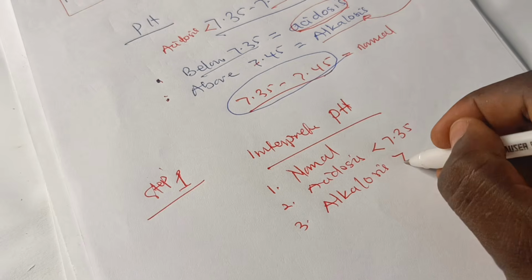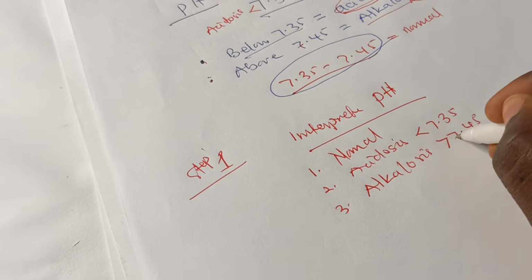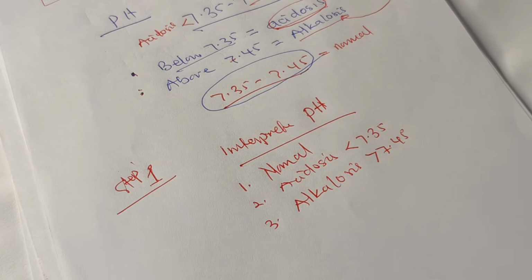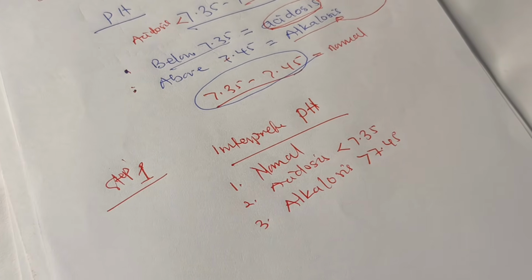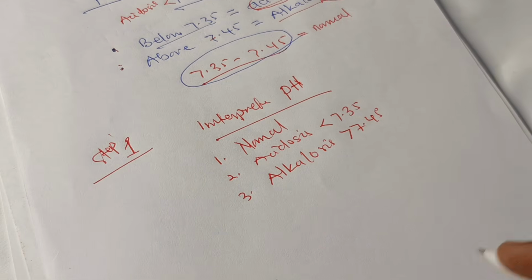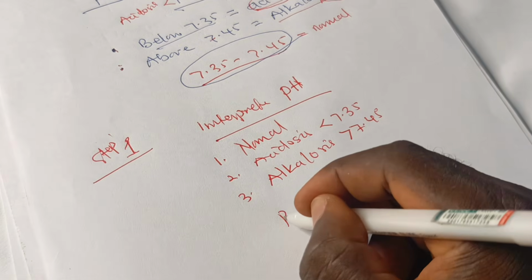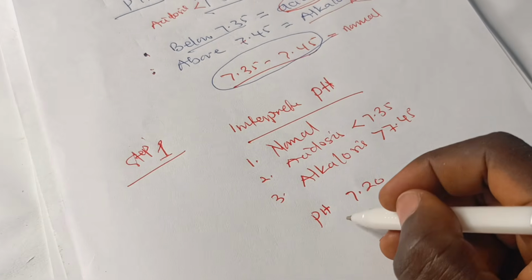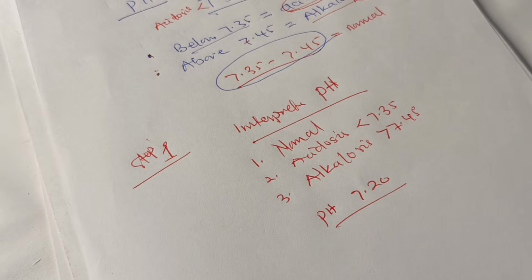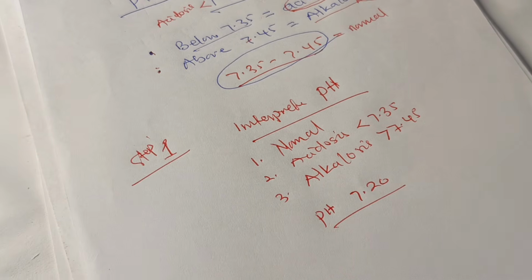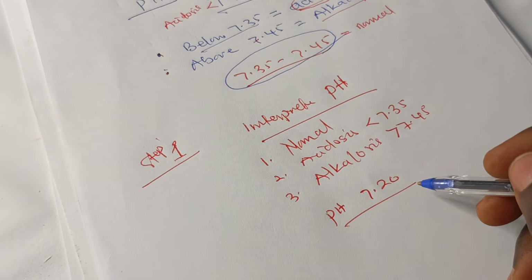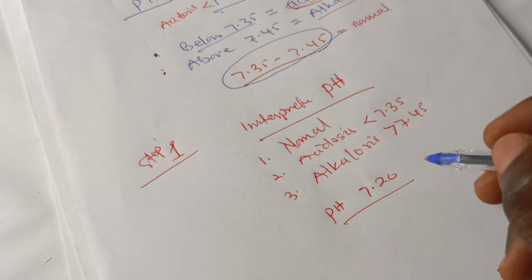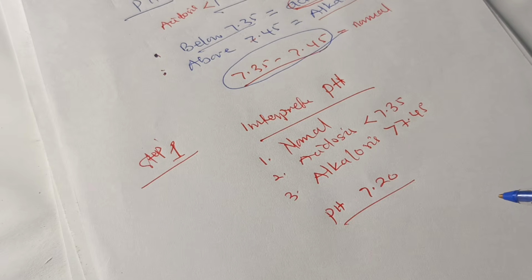In which case the value will be greater than 7.45. Now, if you are done with this, you have crossed the first hurdle. So, for example, if the question gives you that the pH of the patient is 7.20, what will be your interpretation? You ask yourself, is this below 7.35 or is above 7.45? This is obviously below 7.35.